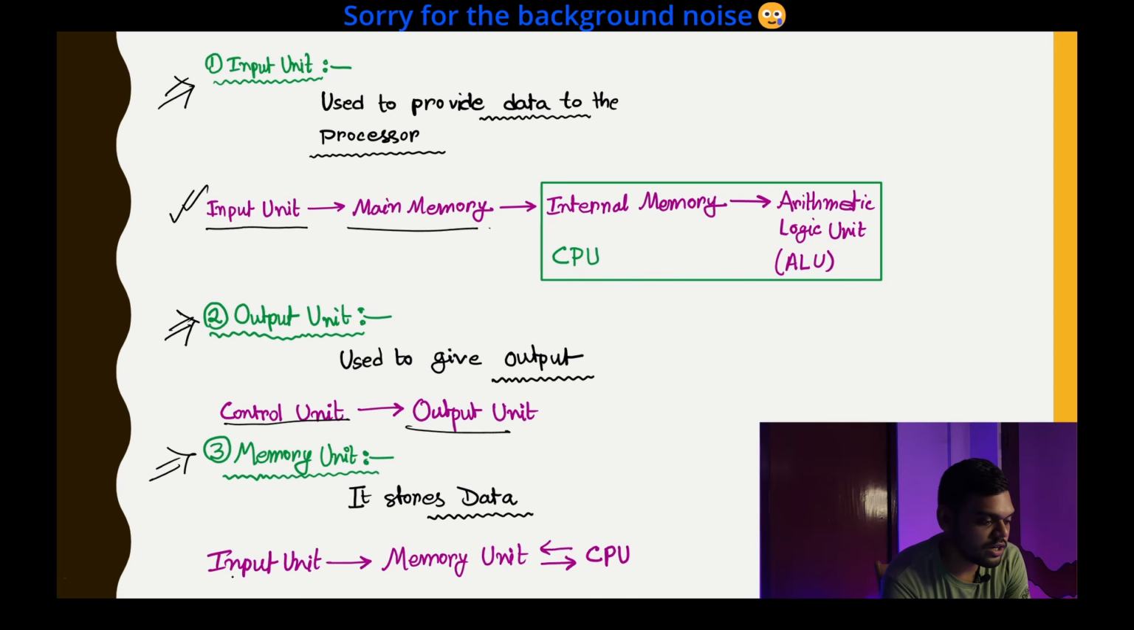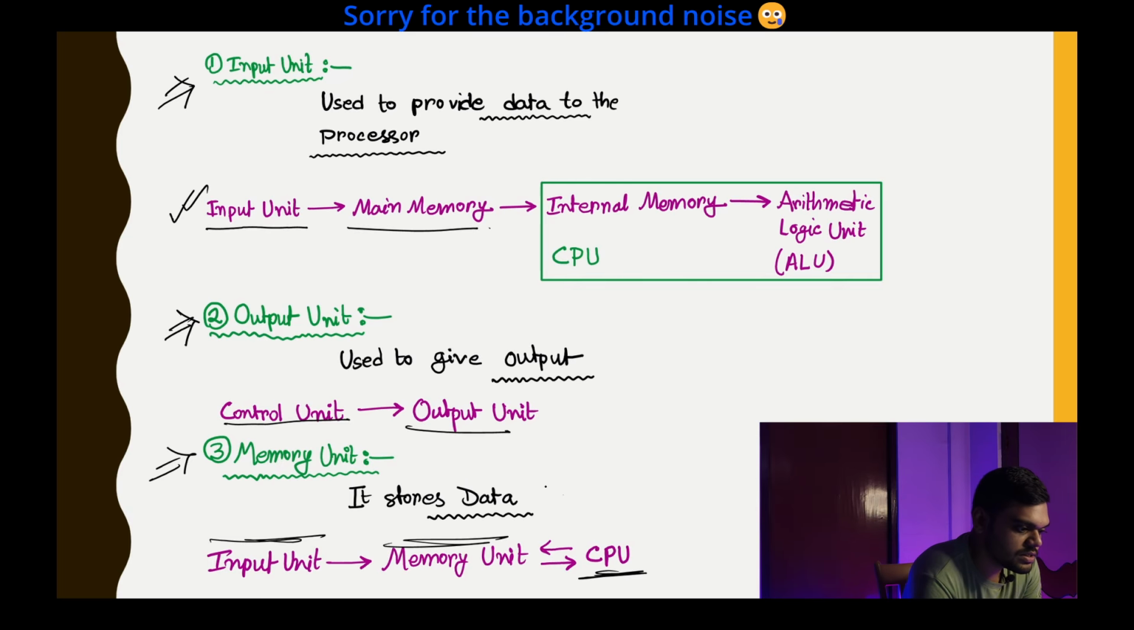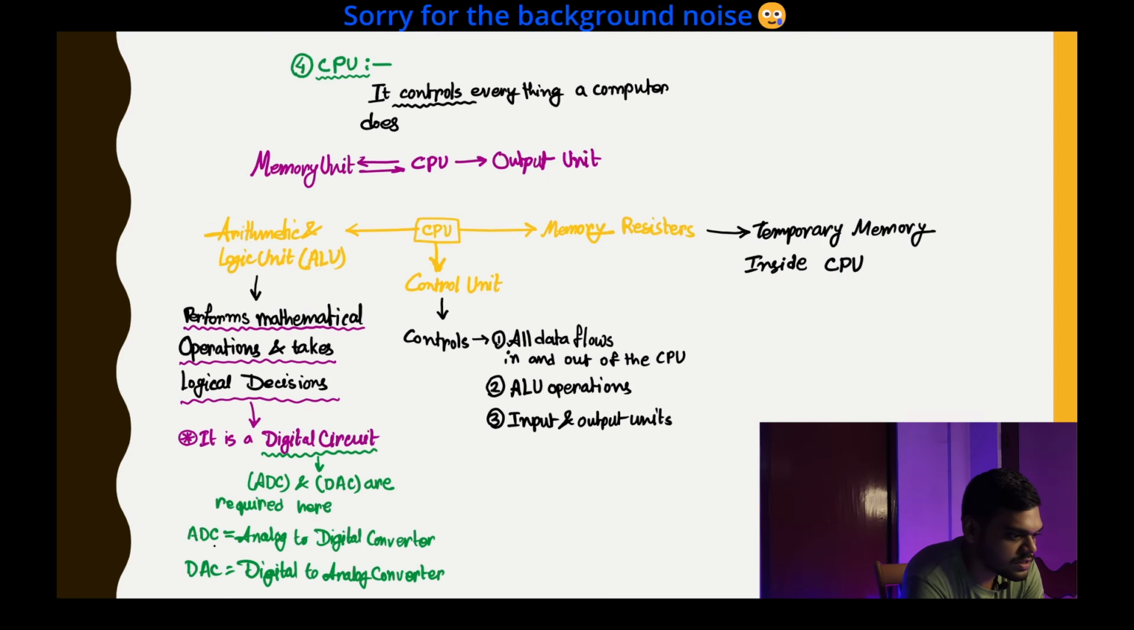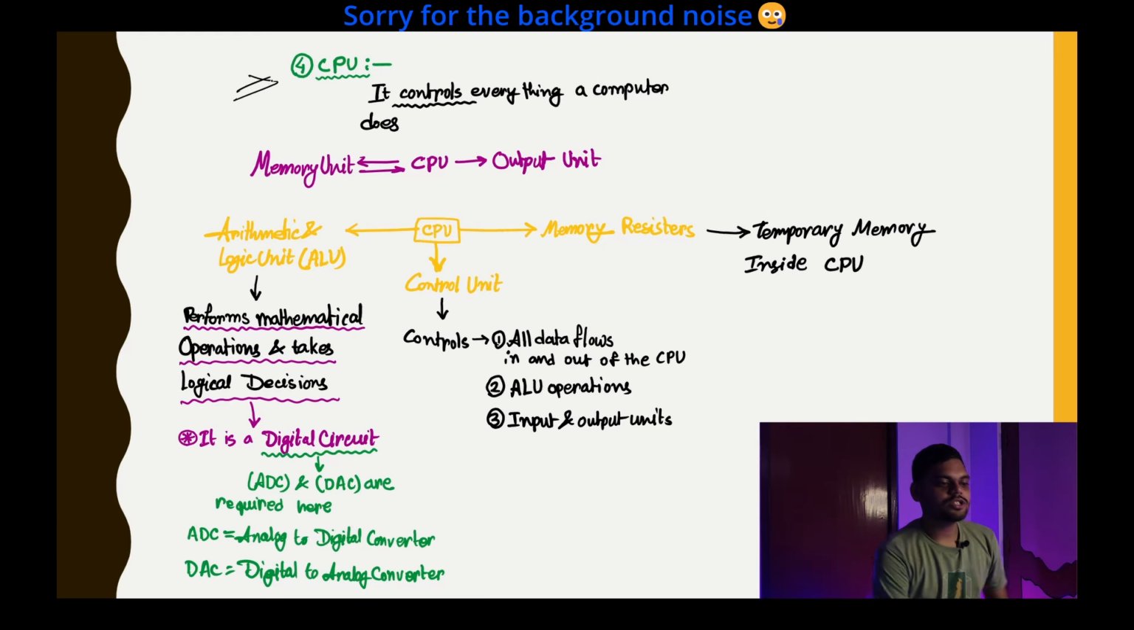Here you can see the chart. The input unit is interacting with the memory unit, and the memory unit is also interacting with the CPU. This is the whole scenario. And after this we have the CPU itself. The CPU is the brain of the computer. It controls everything in the computer. Every data flow in the computer is controlled by the CPU. The CPU actually interacts with the memory unit and also the output unit. It has two interacting sides.